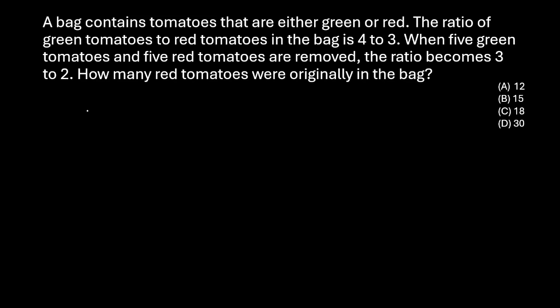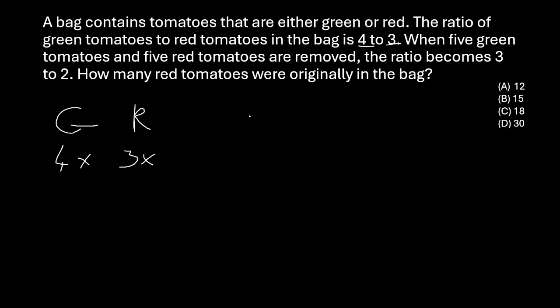So we've had green tomatoes and red tomatoes. The ratio is 4 to 3. So we can say we have 4x amount of green tomatoes and 3x amount of red tomatoes, because if we divide this, the ratio becomes 4 to 3.